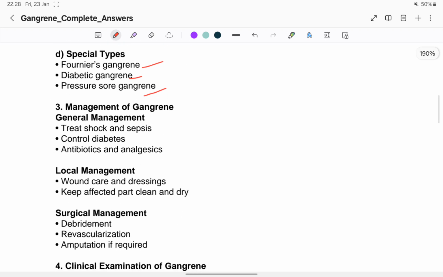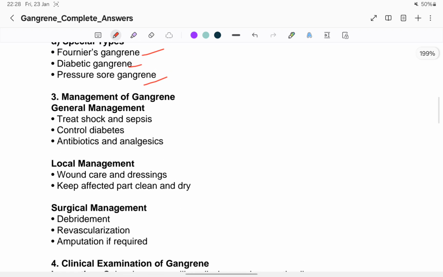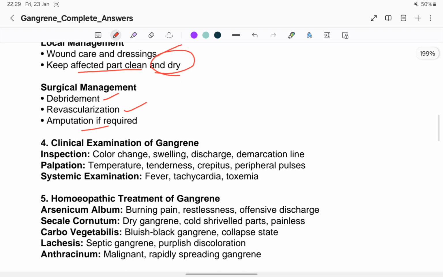Next, coming to the management of gangrene. General management, local management, surgical management. So general management: treat shock and sepsis, control diabetes, give antibiotics and analgesics. About local management, wound care and dressing should be proper. Keep the affected part clean and dry. Next, surgical management. Debridement means removal of the damaged tissue, revascularization, amputation if required of the part that went into gangrene.